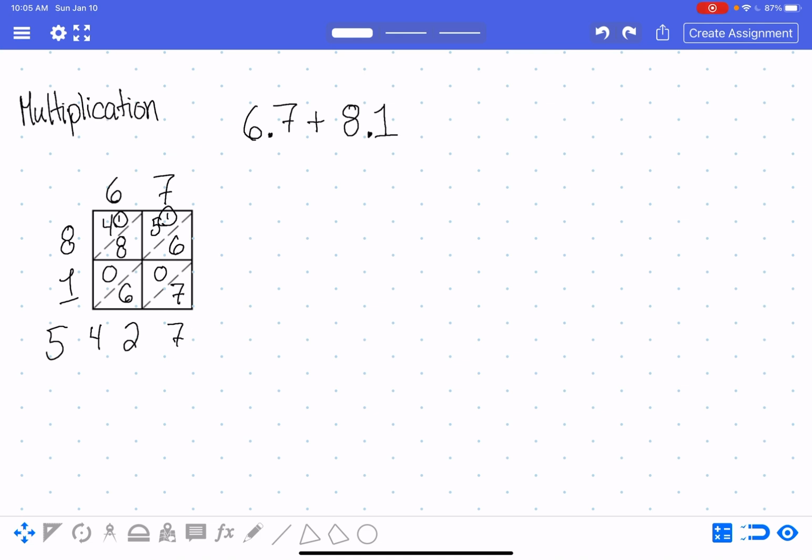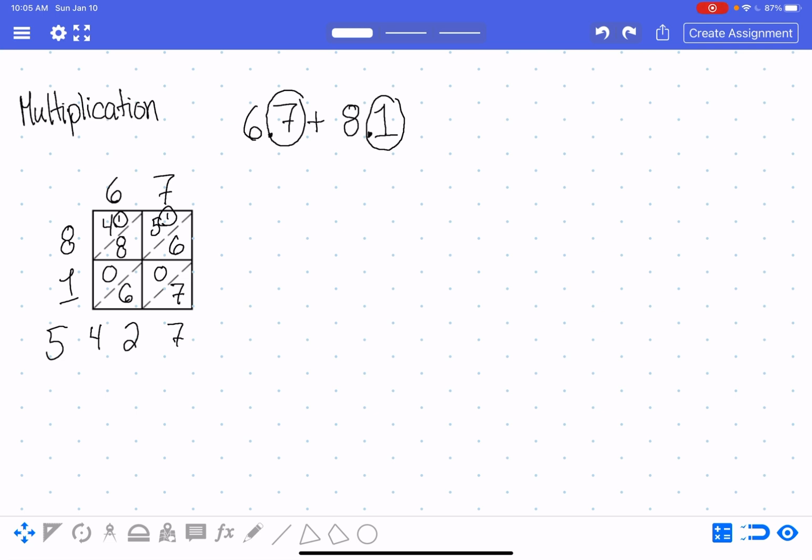Now, the only problem is, as I said, I'm putting the decimal aside, and now I have to put it back. You can't just say, well, that's the answer, because it's not. So now I'm going to reintroduce the decimal. So what you do is you look at how many decimal places there are. So there's one decimal place here, and there's one decimal place here. So if there's one decimal place in each, that means in total there's 2.